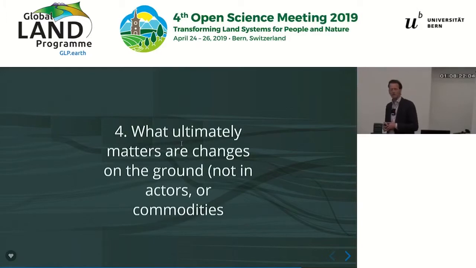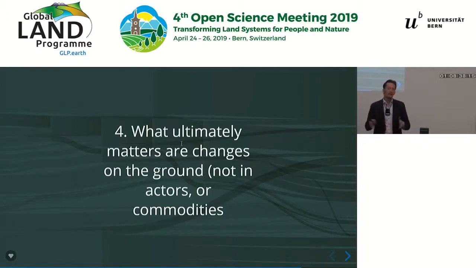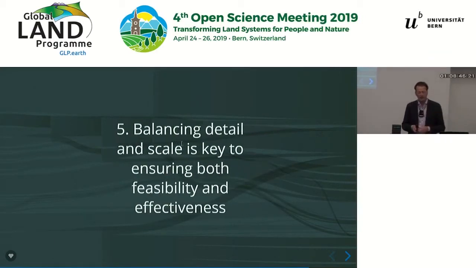What ultimately matters is changes on the ground, and I made this point, but to make it again. It doesn't matter at the end of the day in the final account what the performance of an individual company is, or what the effectiveness, as Javier showed in his talk yesterday, of a commodity-specific action like the soy moratorium is. What matters is the aggregate changes in deforestation or other impacts on the ground as a consequence of all of those actions by different actors on different commodities. And this balancing act that I've spoken to a few times.